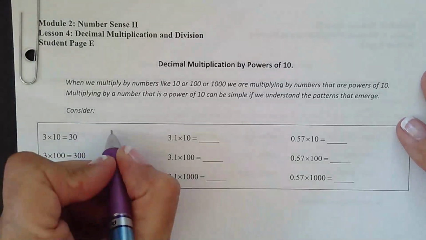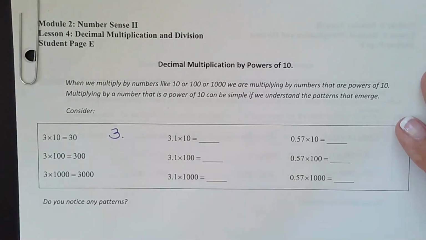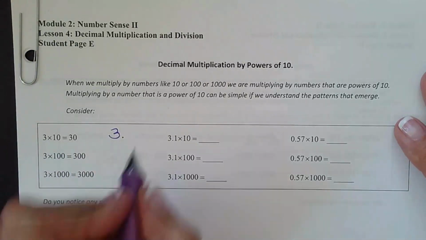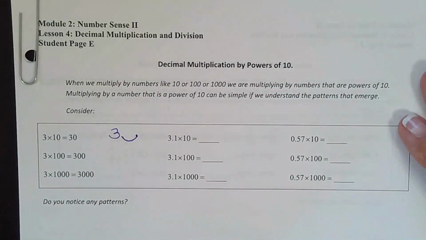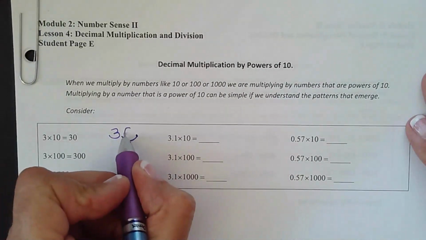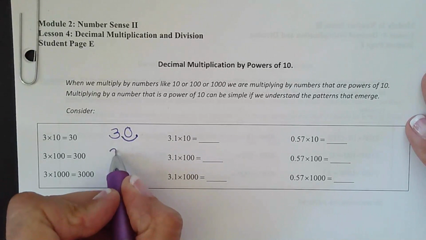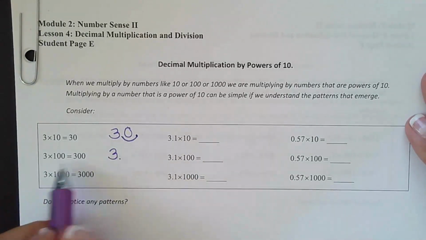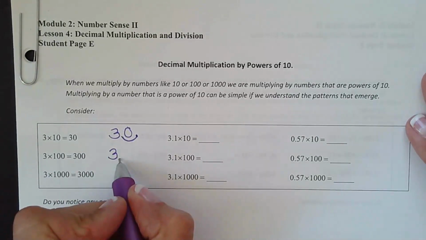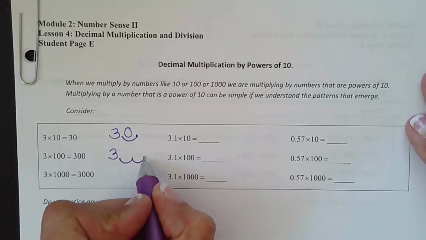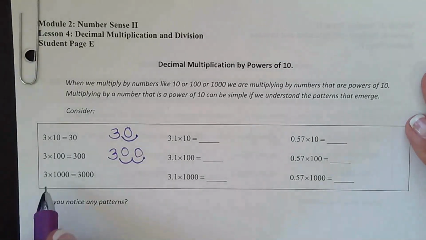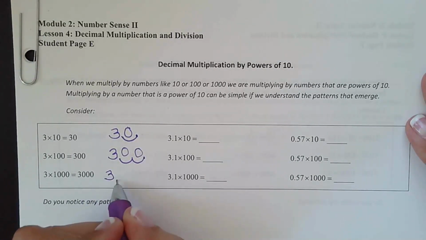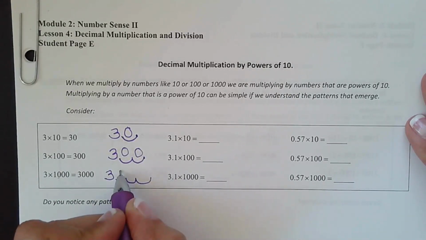So 3 has a decimal right here. When I multiply by 10, I move the decimal 1 place to the right because the number's getting larger, so that makes it 30. And when I multiply by 100, it has 2 zeros, which means I move the decimal 2 places to the right. So that's where the number 300 comes in. When I multiply by 1,000, I take 3 and I move the decimal place 3 places to the right. And that makes it 3,000.